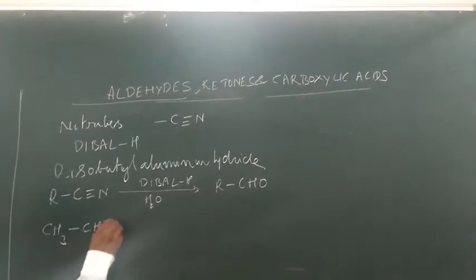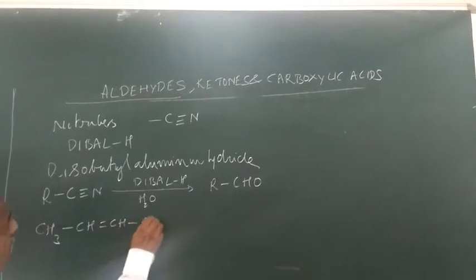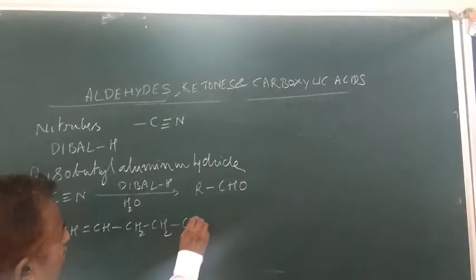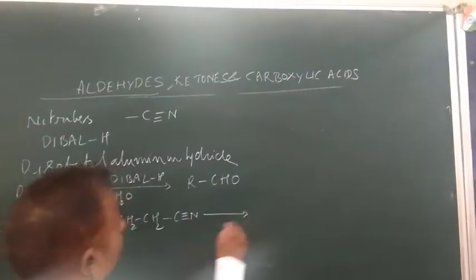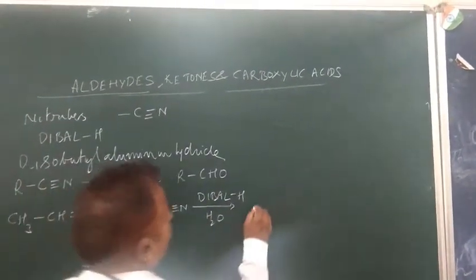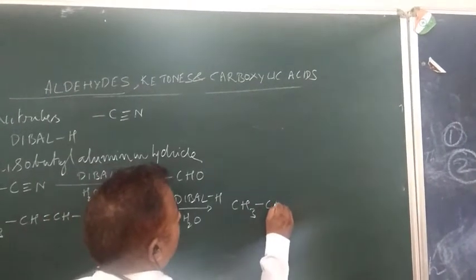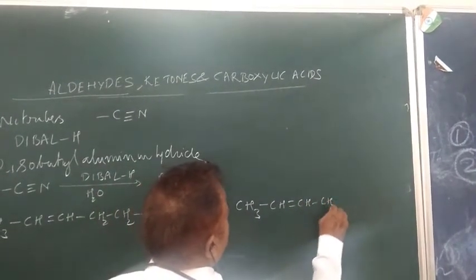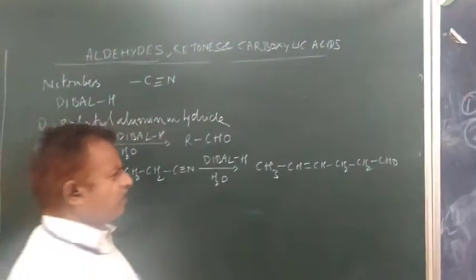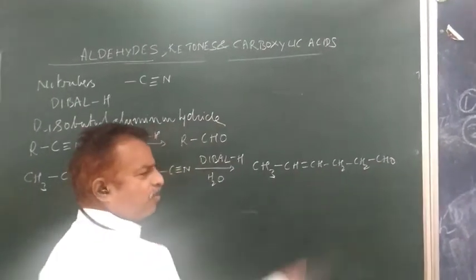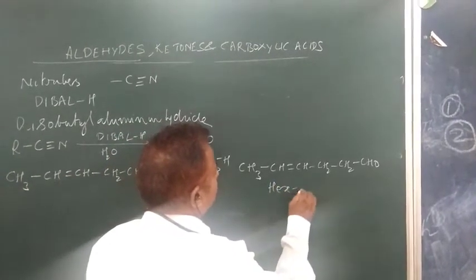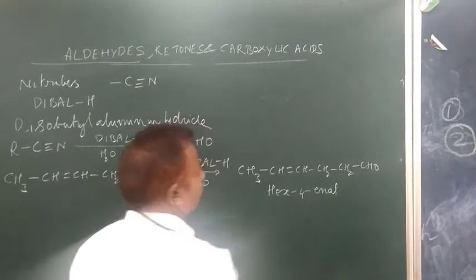CH3 CH double bond CH CH2 CH2 C triple bond N, treated with DIBAL-H and H2O, gives CH3 CH double bond CH CH2 CH2 CHO. What is the name of this substance? Six carbon atoms are there and the double bond is present on the 4th carbon atom. Therefore, it is hex-4-enal.